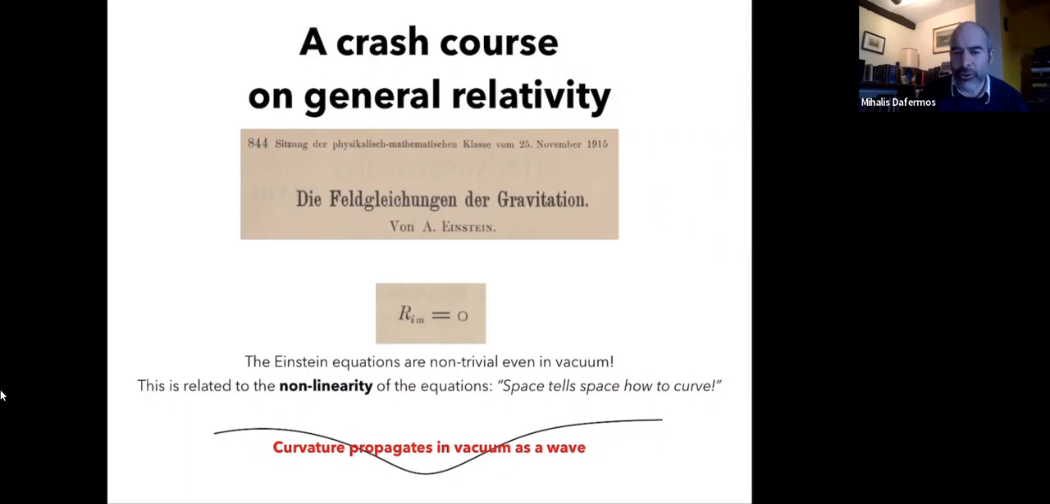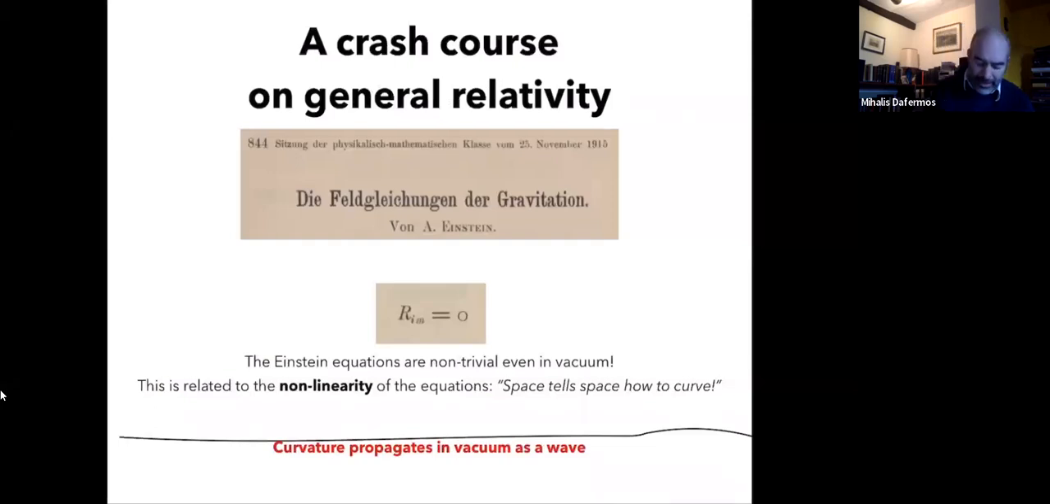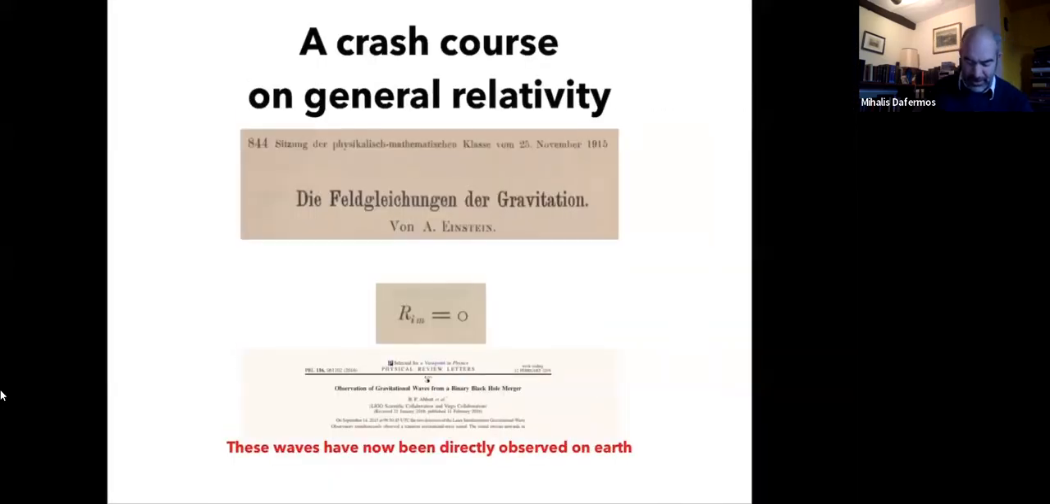Of course, this is a geometric relation, okay? But at the same time, it's a partial differential equation, and it's a partial differential equation of wave type. So essentially, what this means is that non-trivial curvature propagates in vacuum as a wave. So here is some non-trivial curvature, and here it is propagating away as a wave. And maybe I'll end this part of the crash course reminding you that, okay, this is all very physical, and in fact, these waves have been directly observed on Earth in 2015 by LIGO. Okay, all right. So this is the first thing I want to tell you about general relativity, at least in vacuum.